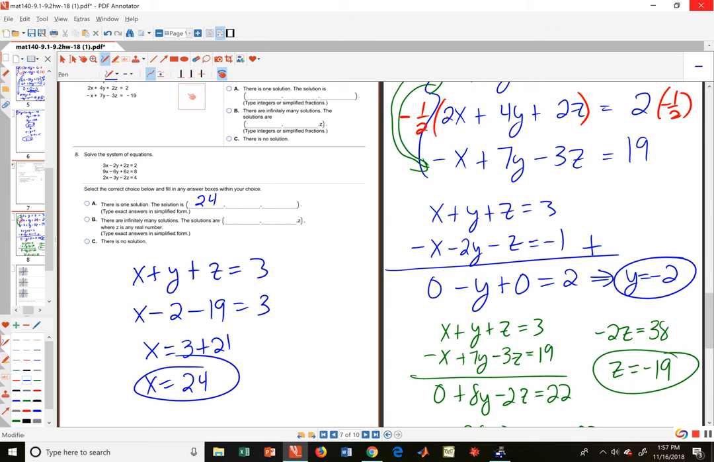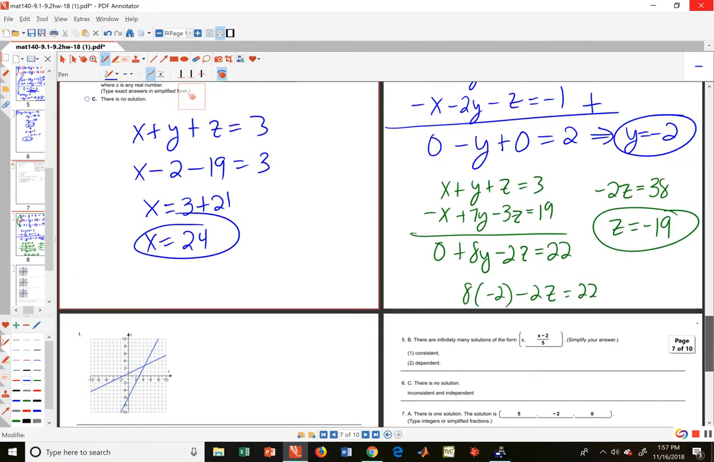Now, you don't have to put that first parenthesis there. Our second term is -2. Our last is -19. So there is a single solution, and we found it. There it is. All right.